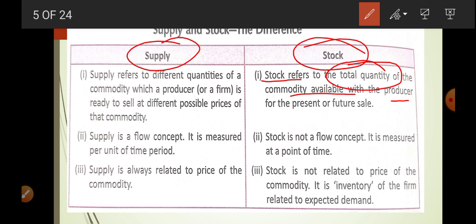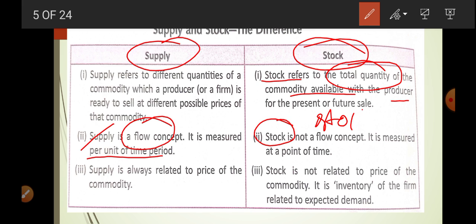Now supply is a flow concept. Why? Because we measure it over a period of time. On the other hand, stock is a stock concept. Why? Because we measure it at a point of time. Supply is related to price of a commodity. On the other hand, stock is not related to price of a commodity.